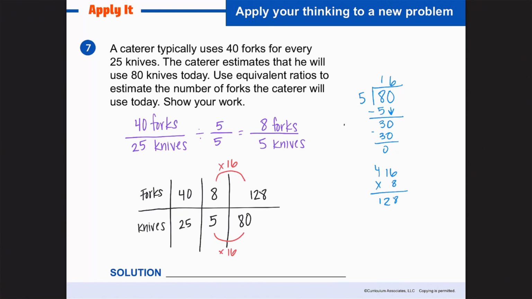So now, using multiplication and division in equivalent ratios, I can see that right here I divided by 5 to get a friendly ratio. Then, once I had something that was a little more simple to use, I could use multiplication or division to find an equivalent ratio. So 128 ends up being our final answer.